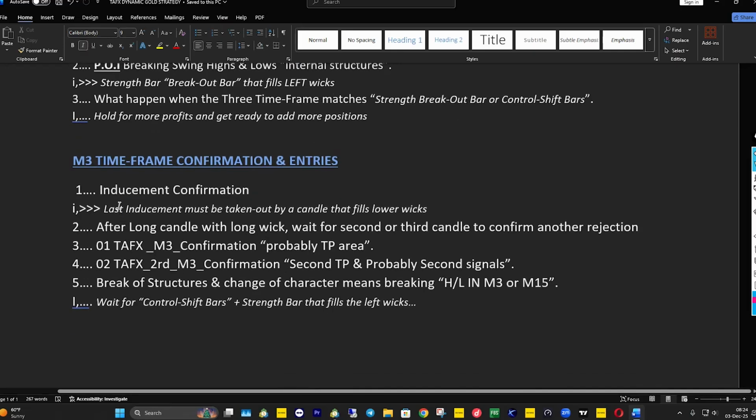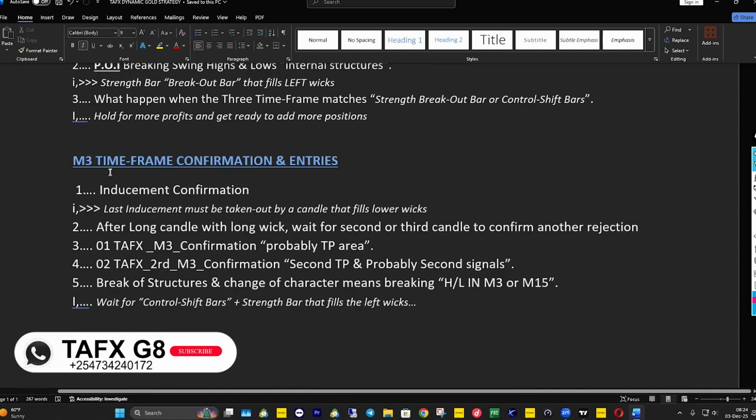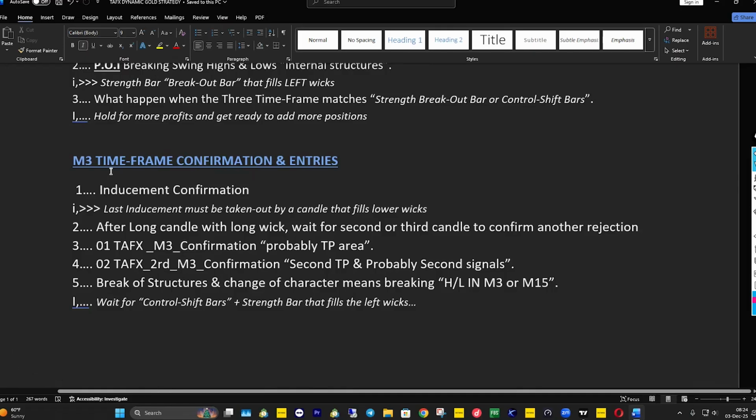Let's go again to minute 3 time frame confirmation and entries. We say there are minute 3 confirmations. Don't forget that. That is the minute 3 time frame and entries. Now this is where we enter the trades in minute 3.